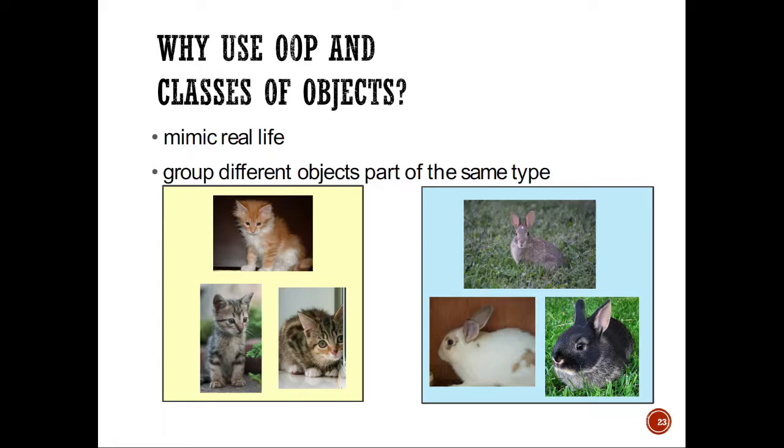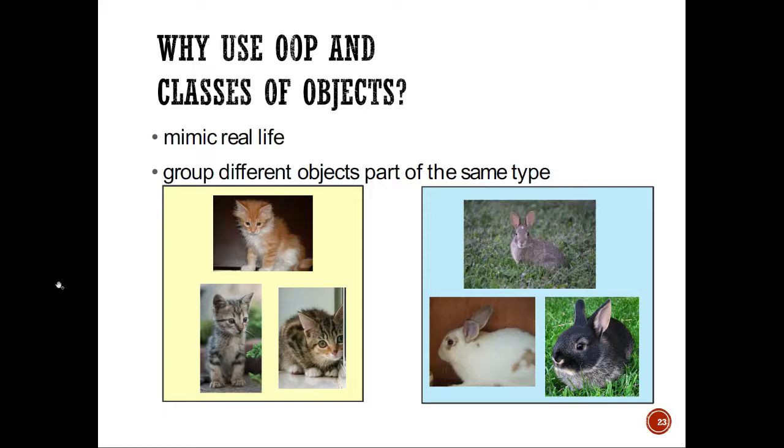In this part, we're going to talk about why we use object-oriented programming, classes and objects, and we will discuss the concept of information hiding. As we mentioned, the question that is often raised is why do we use the object-oriented programming paradigm and classes of objects? This is because such a structure helps us mimic real life. So basically, we can group different objects as part of the same type.